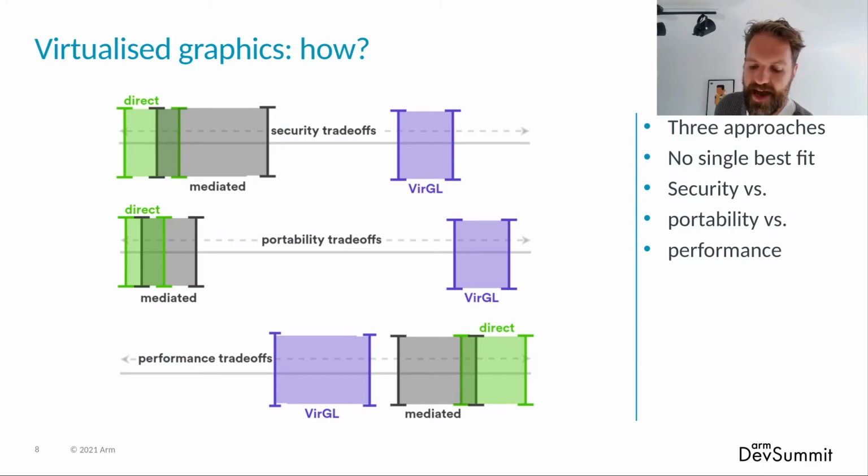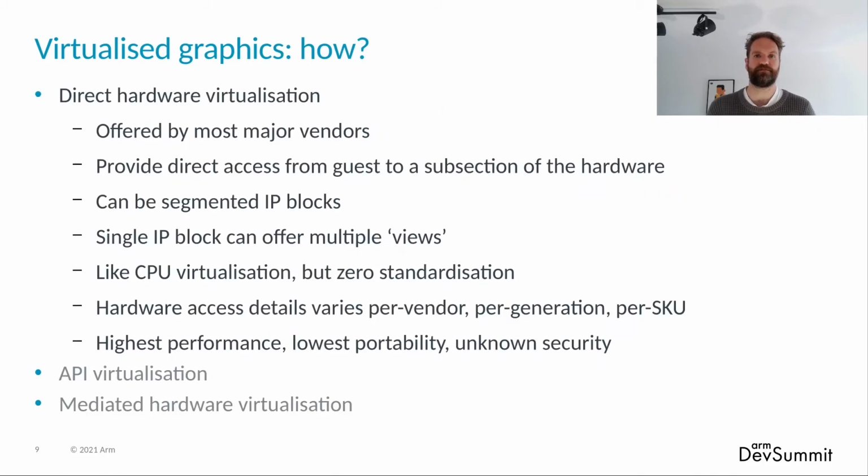So if we look at how we virtualize graphics, there's 3 approaches, and none of them is better or worse than the other. They've all got their own trade-offs. So that's the direct, mediated, and API streamed solutions. This is all very broadly speaking. It's not necessarily to scale, but it gives you an idea of where the trade-offs lie of each of them.